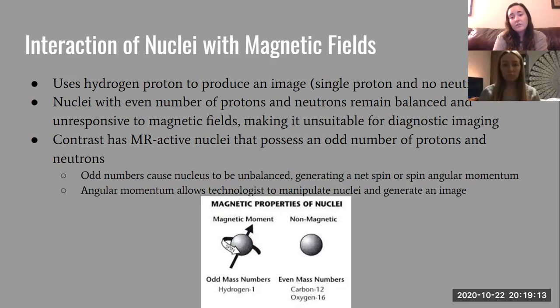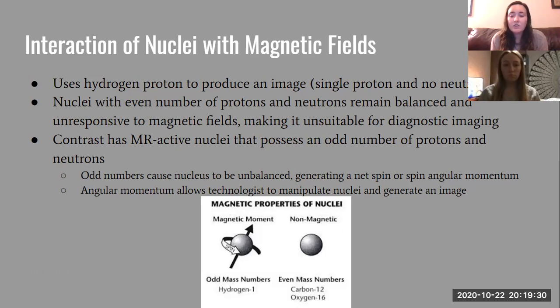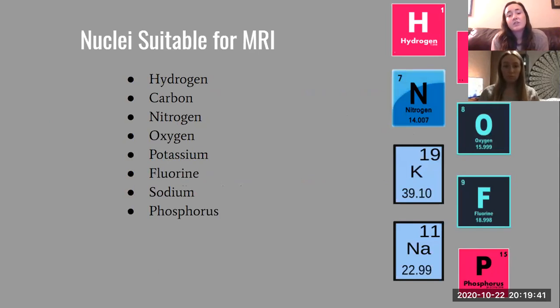In contrast, MR active nuclei possess an odd number of protons and neutrons. An odd number causes the nucleus to be unbalanced, generating a net spin or spin angular momentum. Angular momentum allows technologists to manipulate nuclei and generate an image. The nuclei suitable for MRI are ones such as hydrogen, carbon, nitrogen, oxygen, potassium, fluorine, sodium, and phosphorus.